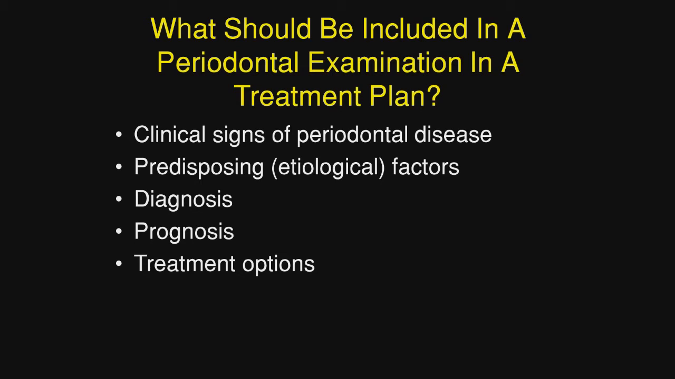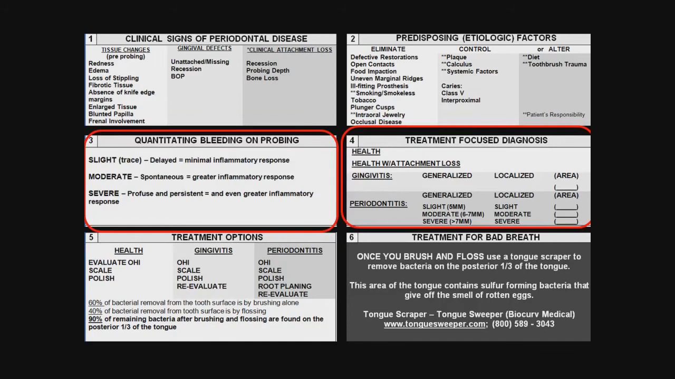First, we need to know the clinical signs of periodontal disease, the predisposing or etiologic factors, what is a diagnosis, what is a prognosis, and what are the treatment options. Here we have 6 blocks dealing with various aspects of the examination.